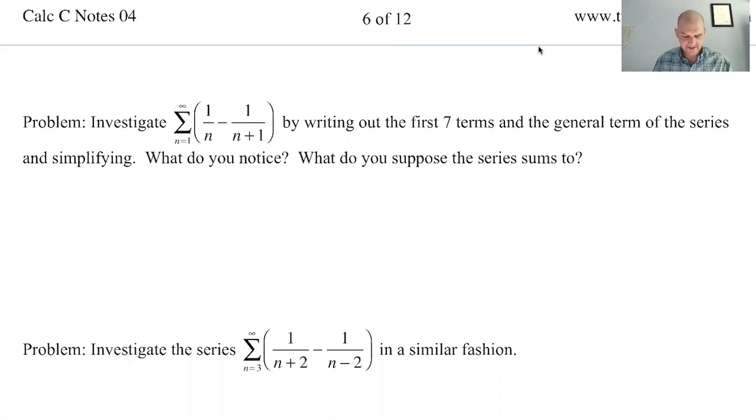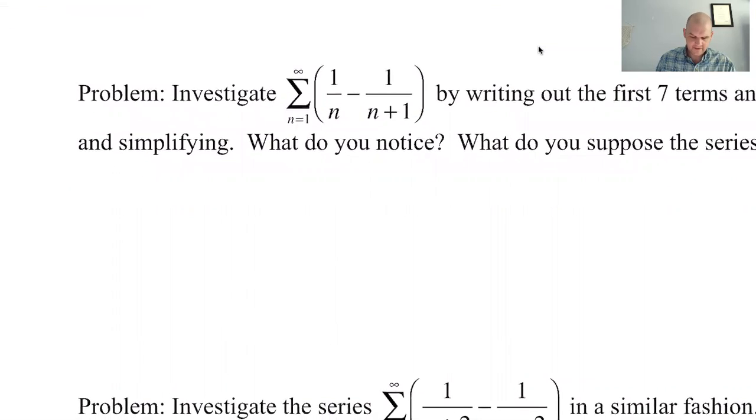You'll notice right away this is not geometric, right? So we don't have some quantity being raised to the nth power, which is essentially what you get with a geometric. So this says, investigate the sum from 1 to infinity of 1 over n minus 1 over n plus 1 by writing out the first 7 terms and the general term of the series, and then simplifying. What do you notice? What do you suppose the series sums to? All right, so let's see if we can deal with this.